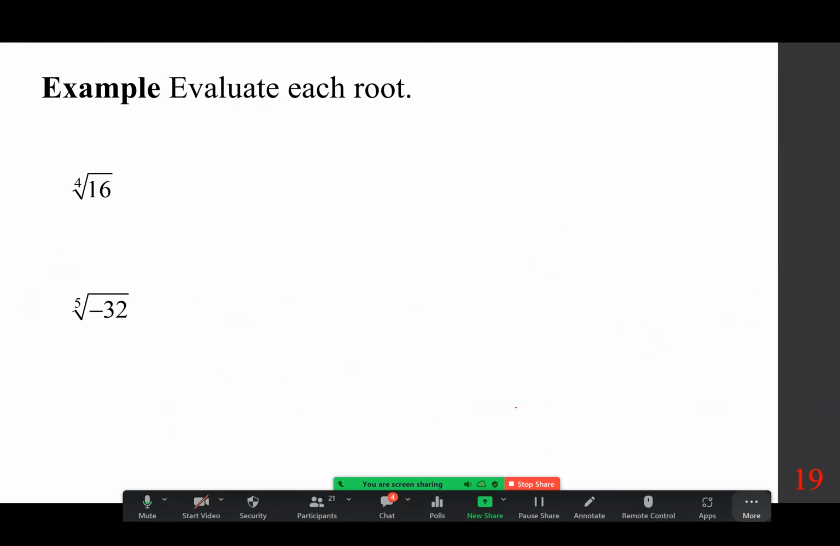Let's move on. We want to take the 4th root of 16. There's a number, you raise it to the power of 4, you get 16. The answer is 2. If you want to go through the process, you really should know the answer is 2. But if you want to go through the process, you can say 16 to the power of 1/4, or 2 to the power of 4 to the power of 1/4, and the product of these two is 1.